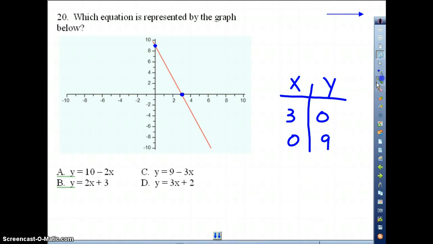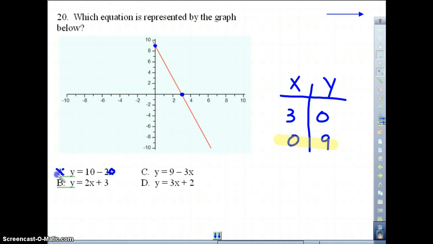I'm going to use 0 first. I love using 0. It makes the math easy. Plug in a 0 for x in each one of these. Do the math, see if you get back a y of 9. Zero times 2 is 0. 10 subtract 0 is 10. They say the answer is 9.